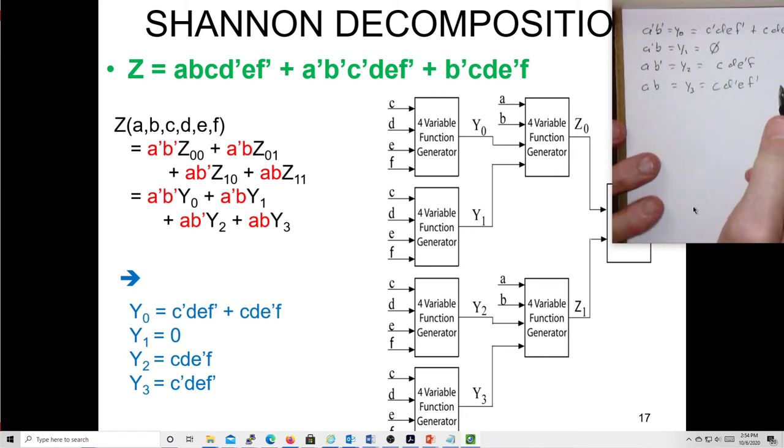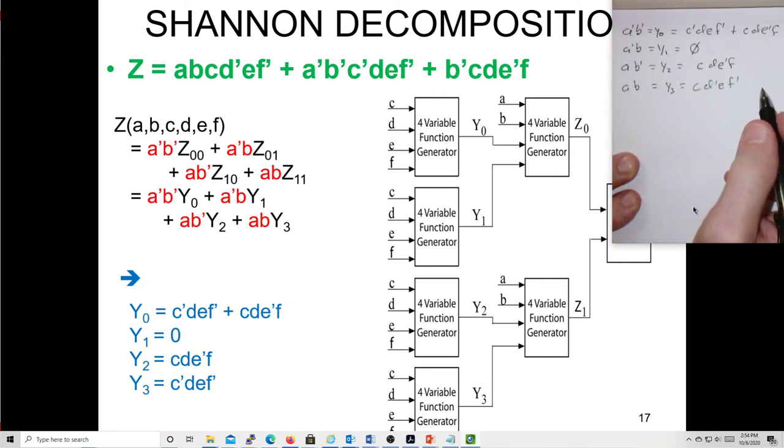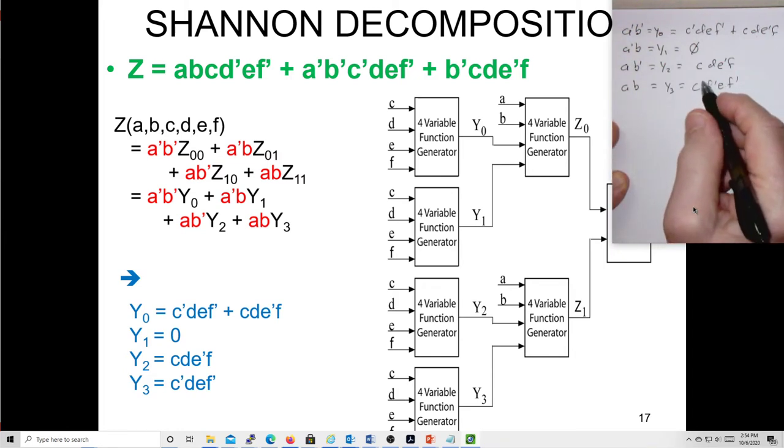So you can kind of see how that goes. And that's definitely what we're showing on the slide. Oops, did I leave out a C prime here? Problem. Oh, I think they made a mistake. Y2, A, B prime.